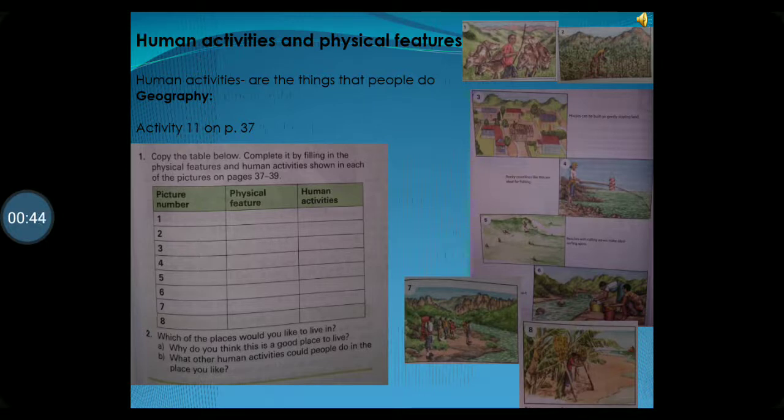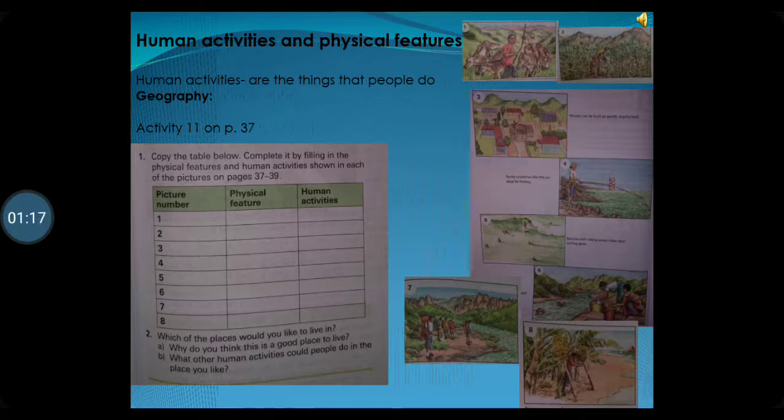Human activities are the things that people do. This includes working, going to school, fishing, or looking after children. The illustrations that follow show how the physical features of an area influence the kind of human activities that take place. So in the first picture there is a boy that's busy raising cattle, and this usually takes place in a grassy area. In the second picture, crops are grown in fertile areas like valleys. So it's usually where the ground is really fertile.